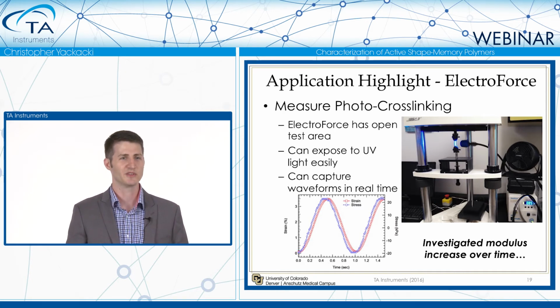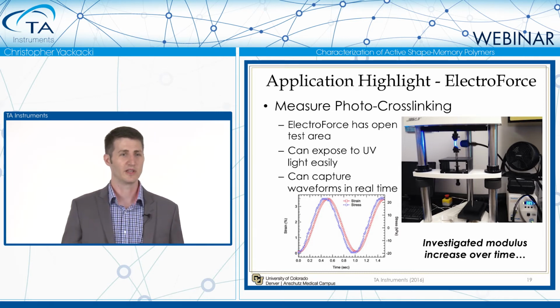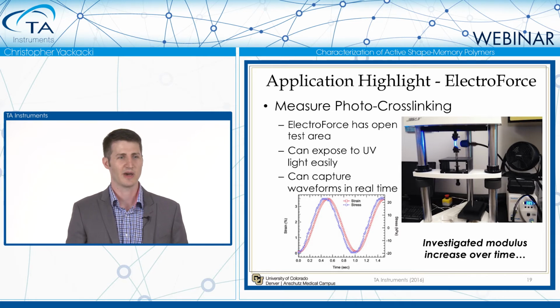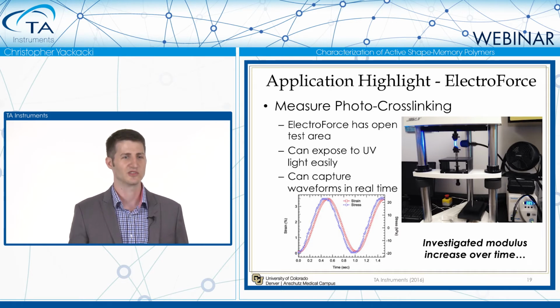What we did was we exposed our polymer to some UV light, and you can really see that UV reflecting off that sample pretty nicely. We looked at those two waveforms, and we can capture those in real time. You can see our stress and strain waveforms down here on the bottom left, and there's a slight shift in the lag. We can measure that delta between those two waveforms, and by using those equations that I just presented, we can investigate what's happening to its storage modulus and how it increases over time as we're photo-crosslinking this polymer.